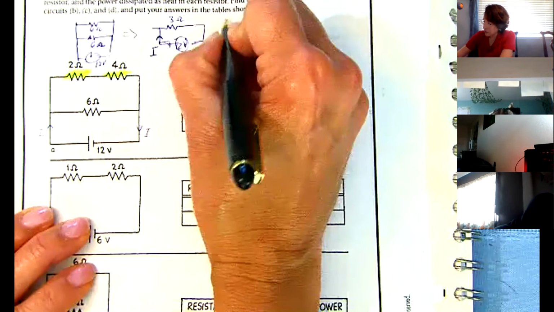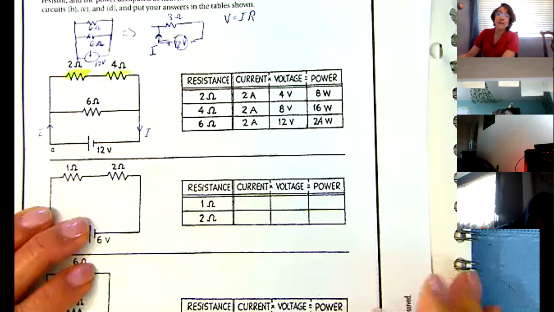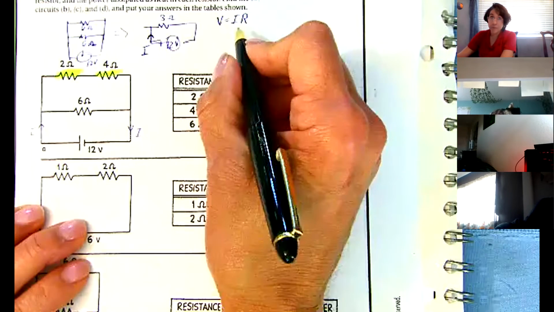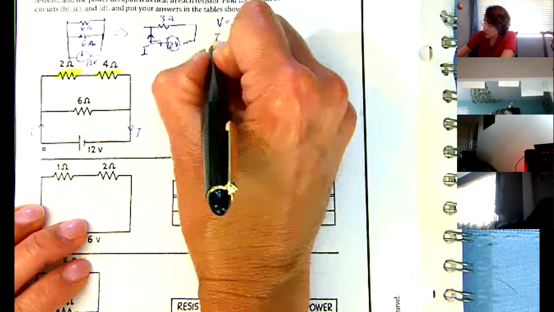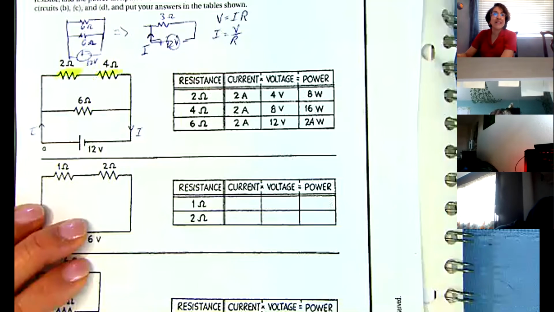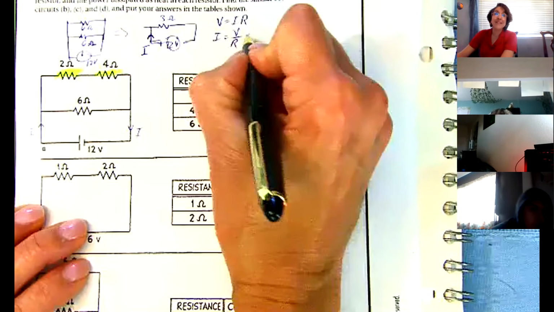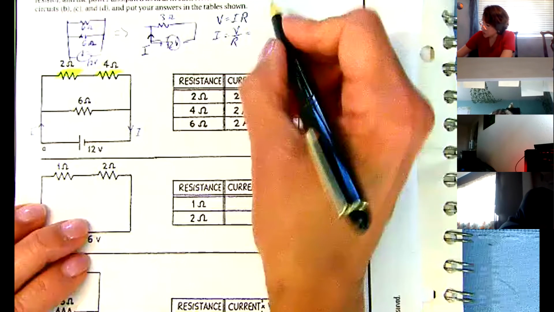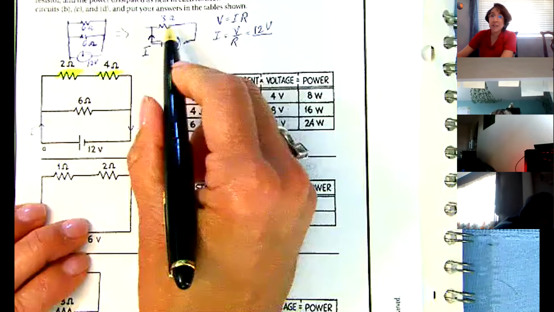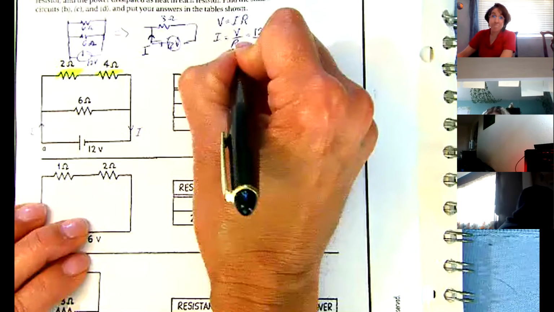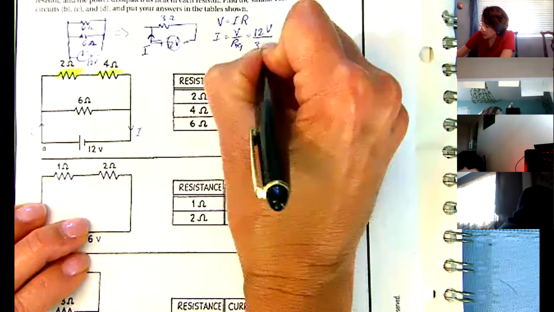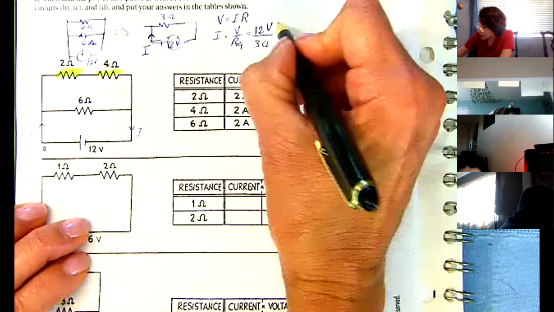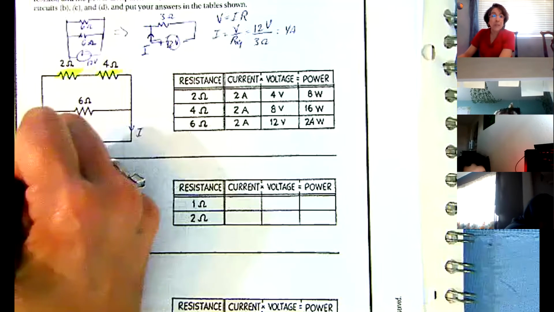Iris? Always start with V equals IR. Yeah, sorry. So you just divide. Exacto. Okay, good. So what do I put in the numerator here? 12 volts, good. And the little resistance is the equivalent resistance, 3. Good. So what's the current? 4. All right, 4. So I got 4 amps coming out of here.